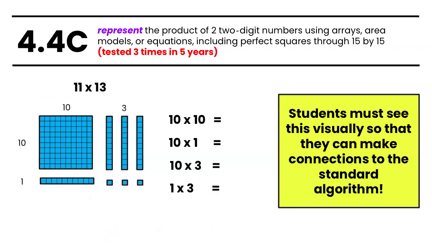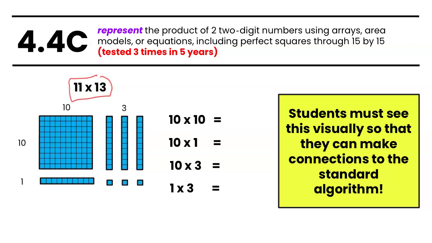This question has a similar idea. I want to find the product of 11 times 13. You'll notice that on the top, I have broken up 13 into 2 nice parts, 10 and 3. And on the side, I've broken up 11 into 2 nice parts, 10 and 1.